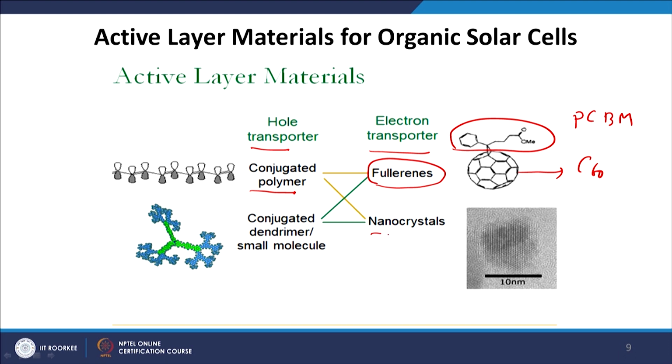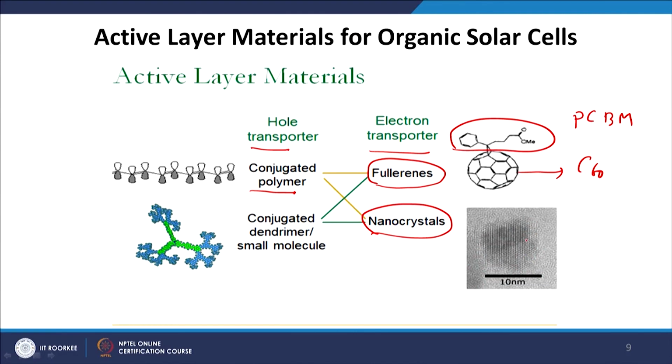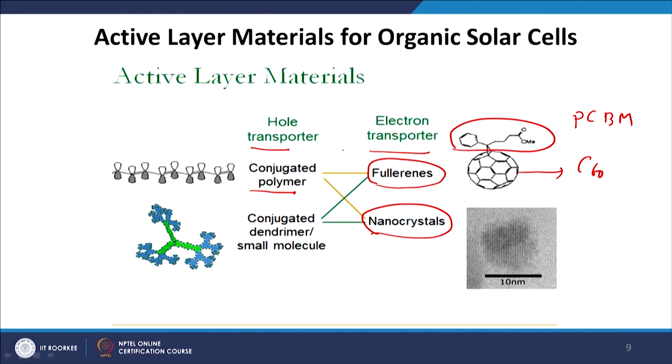Or we can even use different nanocrystals, like metal nanocrystals or carbon nanocrystals, as acceptor materials. For example, we are showing here an AFM image of nanocrystals, and you can see that we can find each and every single nanoparticle separately, and the electron mobility of these nanocrystals is also very high. So, when we make the device, or when we make the active layer, we have to mix the hole transport material with the electron transport material. That means we have to mix the conjugated polymers with the fullerene or conjugated polymers with the nanocrystals. Similarly, we can mix conjugated dendrimers or small molecules with the fullerene, and conjugated dendrimers with the nanocrystals.